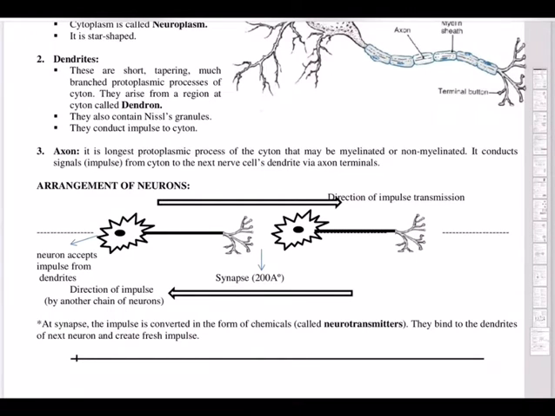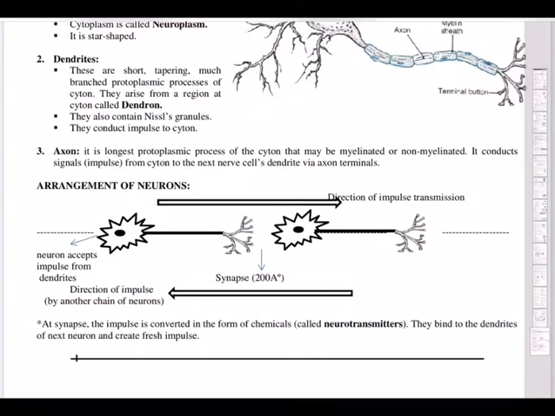Similarly, ask your mummy how many times she touched the hot pan in the kitchen, and within a fraction of a second she removed it. And who is helping this? Thanks to our nervous system, thanks to our biology. So it is a two-way arrangement. One, reaching the target area, and from the target area back. So the nerve impulse will always be a two-way process.